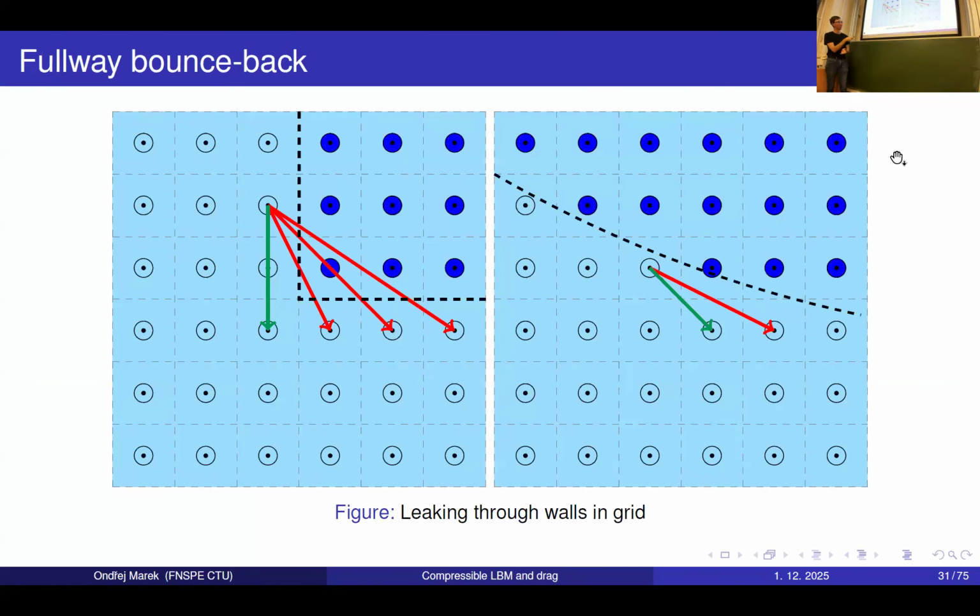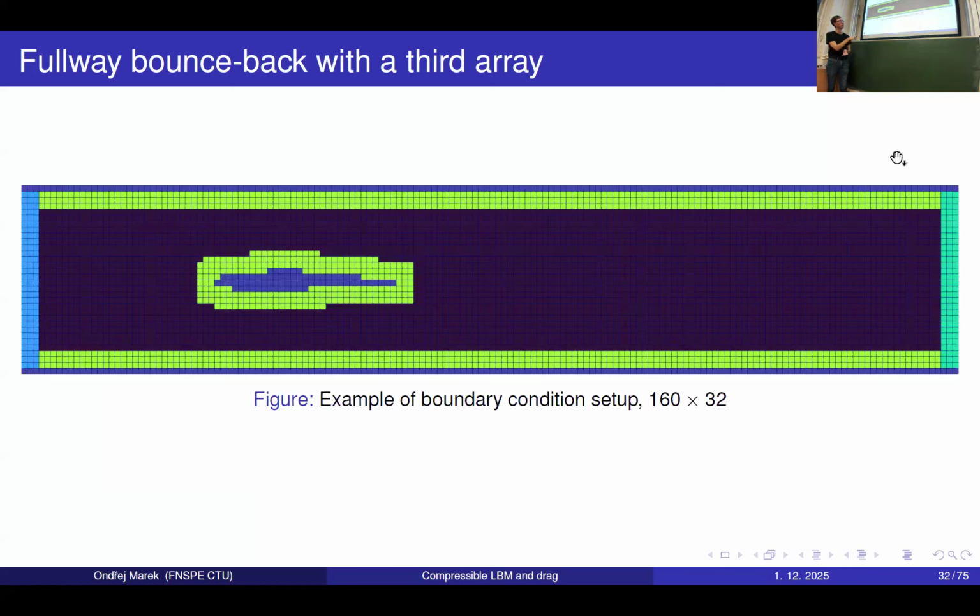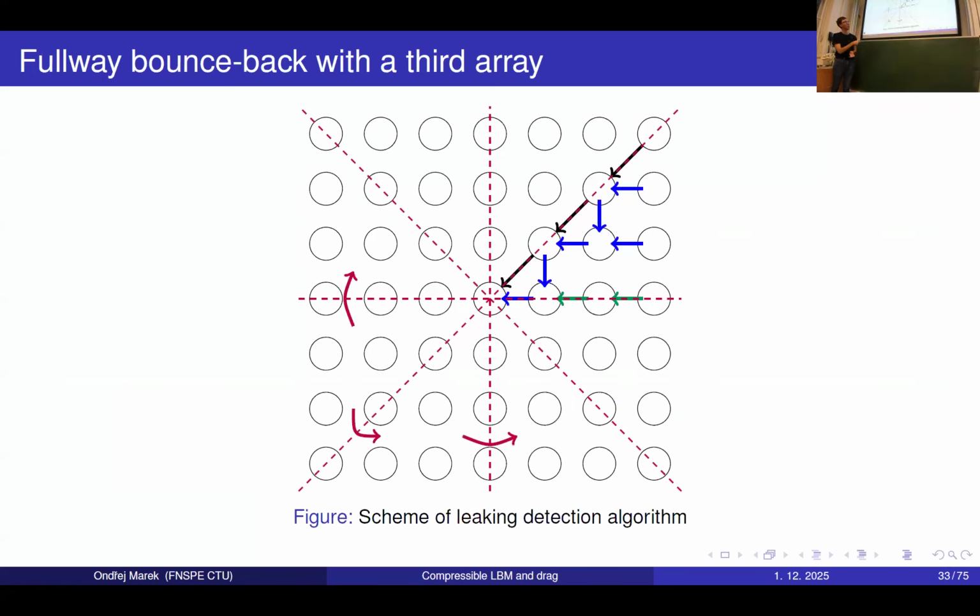So the sites for the D2Q49 model, 3 from some boundary. And on these sides, each time I stream the velocities, I have some additional structure. I call it the third array. And firstly, I flip the directions to get into this triangle, this sector.